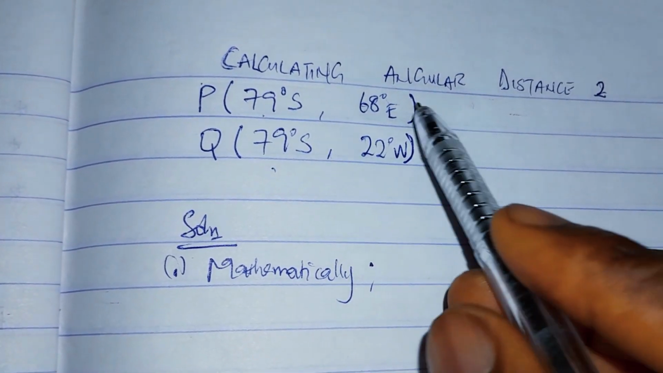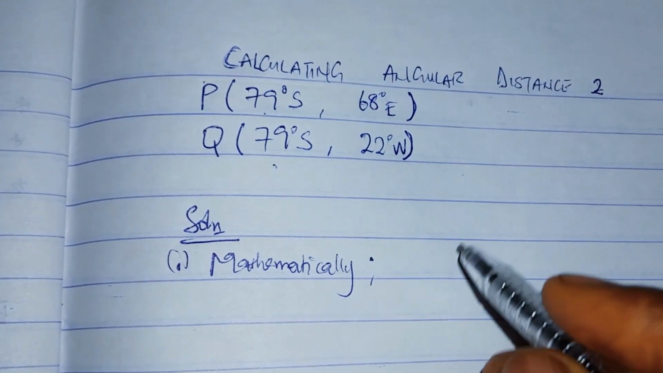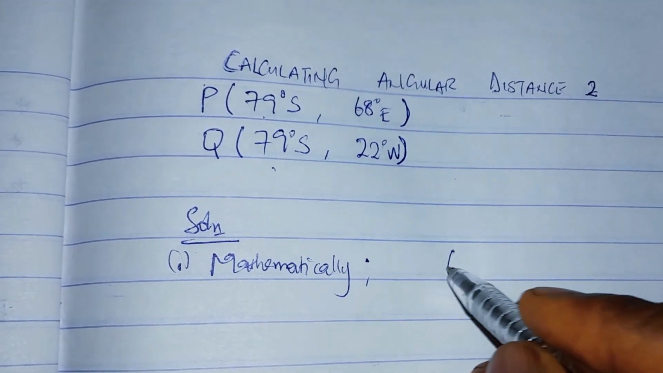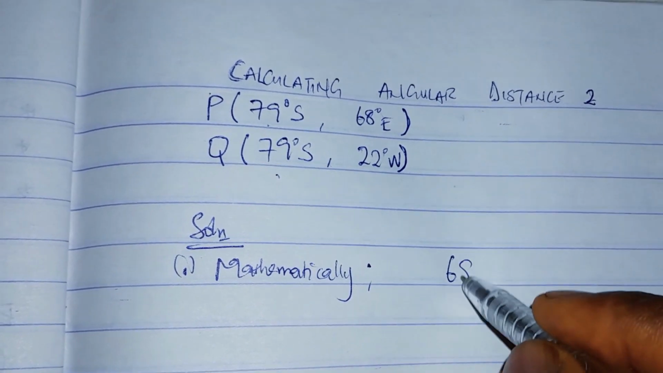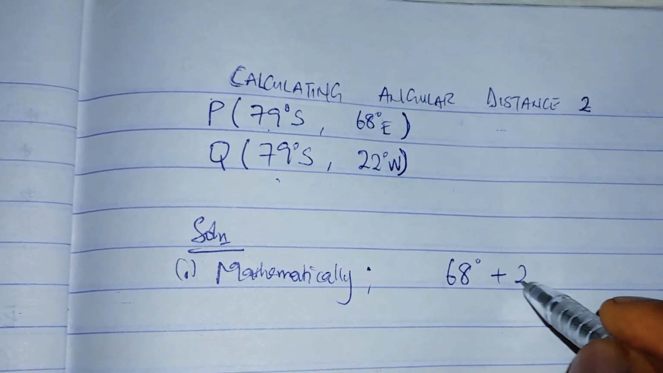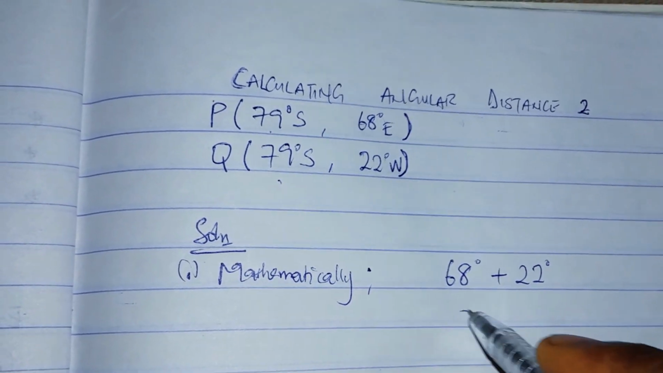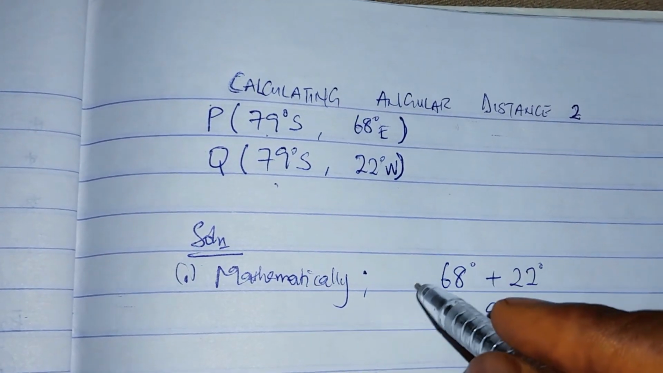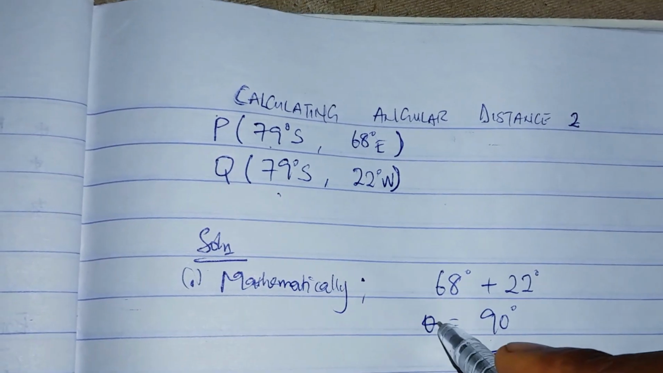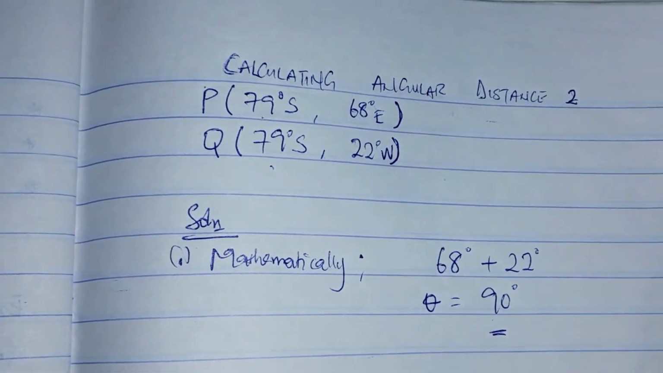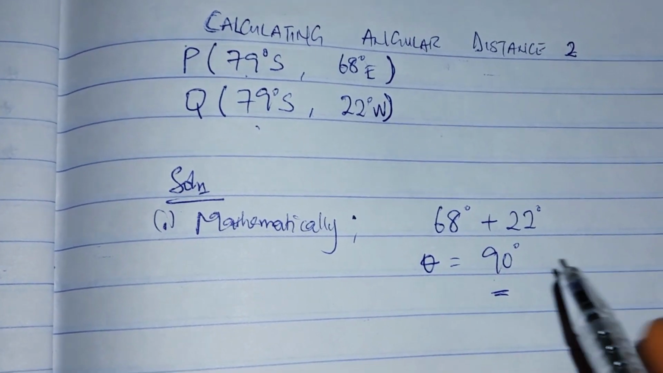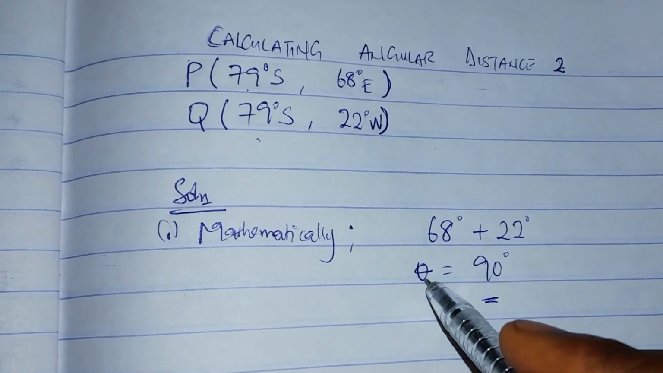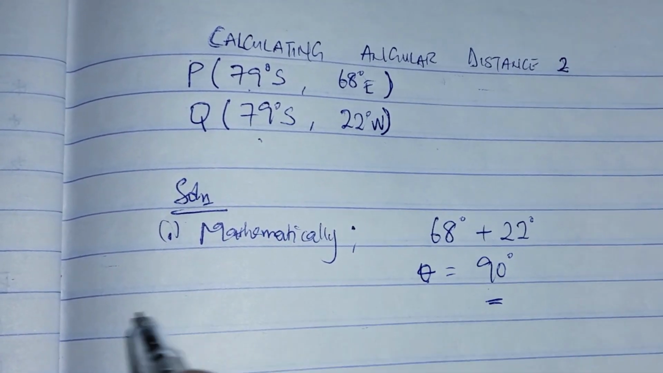In this case, this is east and west, different poles, so I'm going to add. Automatically, the angular distance becomes 68 degrees plus 22 degrees, and that's 90 degrees. Simple as that. Now, our angular distance is noted as theta. I should have said that earlier, but it's not too late to know. So our angular distance here is theta. That's just the symbol.